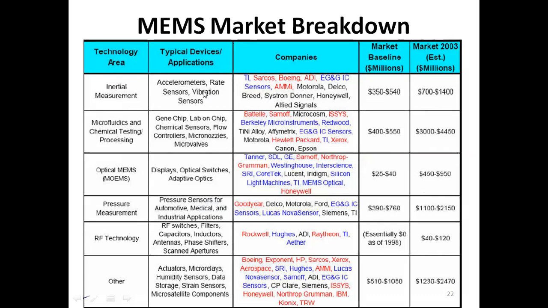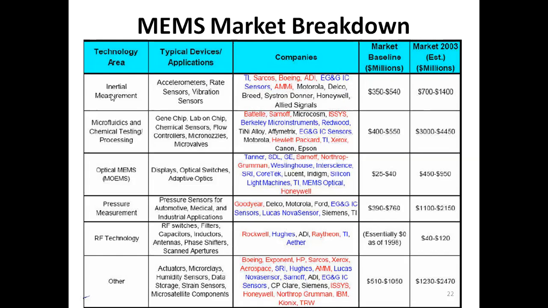The popular companies and their products or devices. This is the technology area. Here you could see the typical devices or applications. These are the well-known companies. This is their market baseline, but this is an old slide. This is a 2003 estimation, so it is not a new estimation. Just want to show you how MEMS were emerging, and initially how companies were making money with that technology.